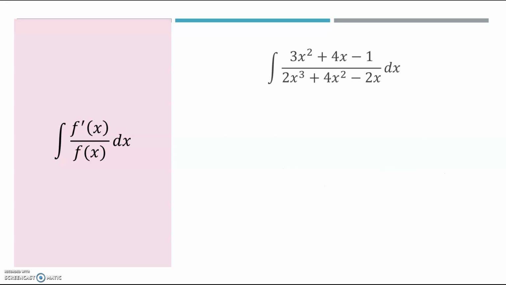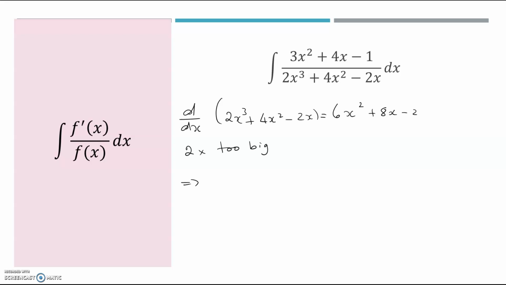Look at this one. This one is kind of right, kind of not right. Again, we might check it out first. Well, let's do it. Let's find the derivative of the bottom line and see what's wrong. Okay, the derivative of that is 6x squared plus 8x minus 2. This is a factor of 2 times too big.